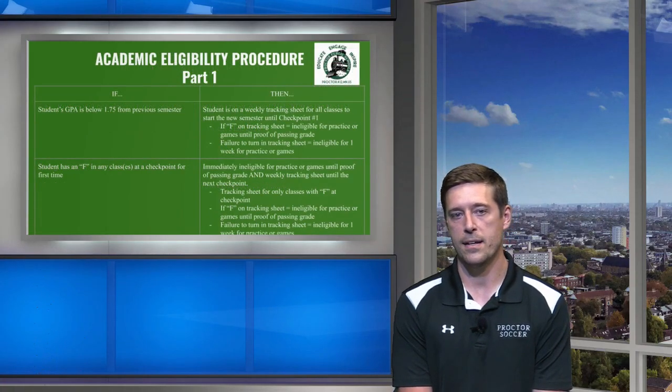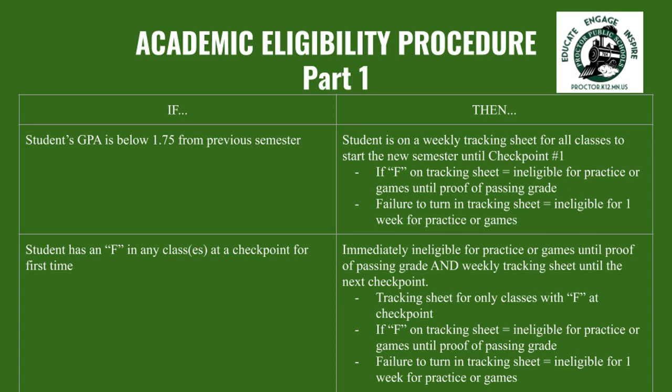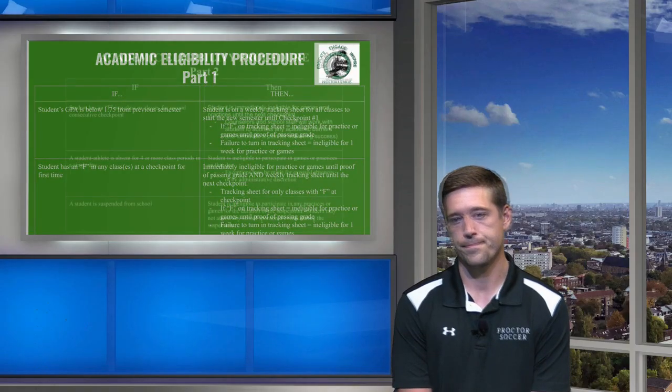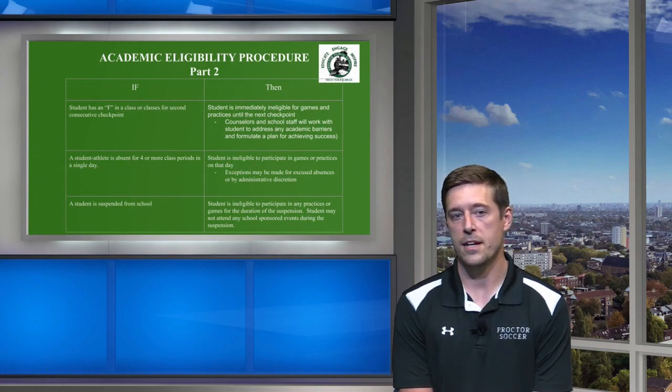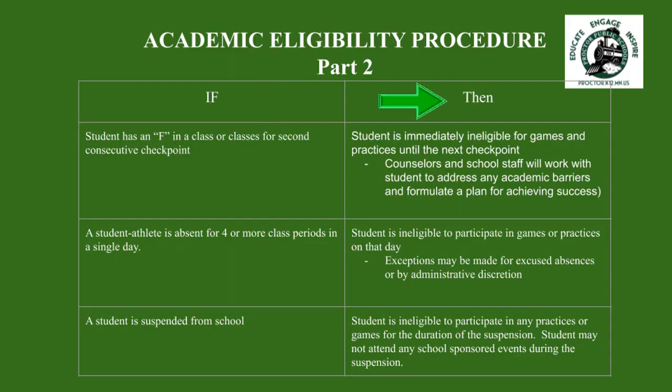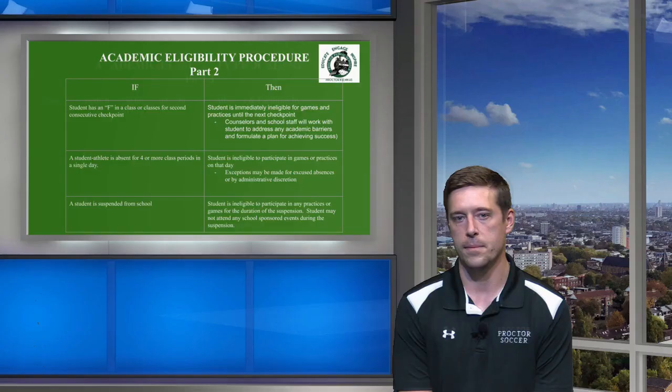Academic eligibility procedure. This will run you right through everything from GPA requirements to going to class, what happens if they have an F. Everything is right here. If you have other questions as well, you can contact me or you'll be able to find it online. Part two just talks a little bit more about if and then, and it gives you a little bit of a breakdown and some examples when things come up.